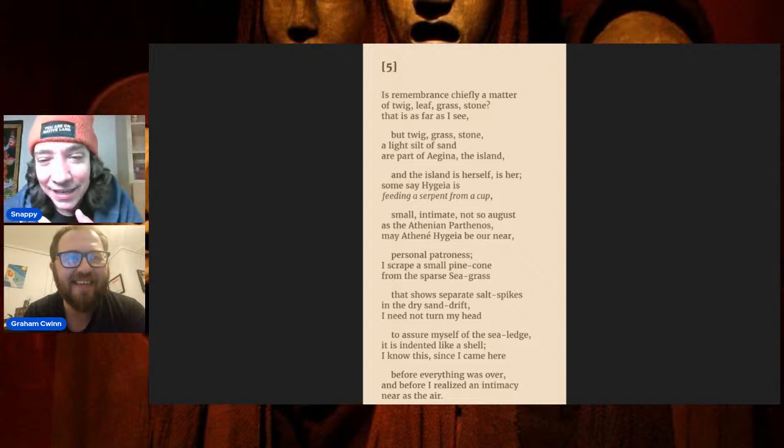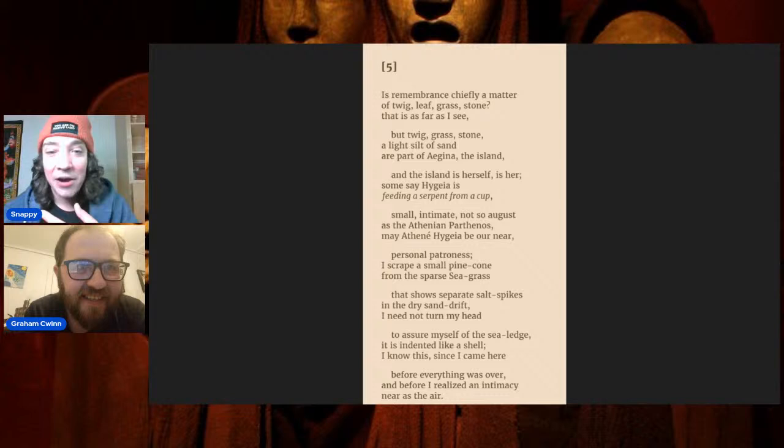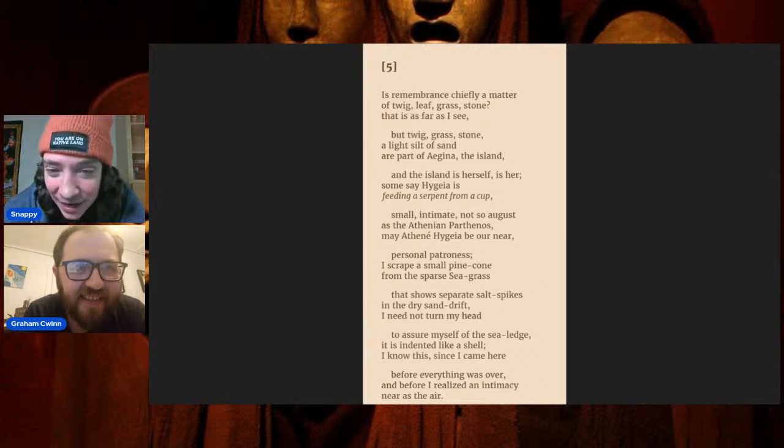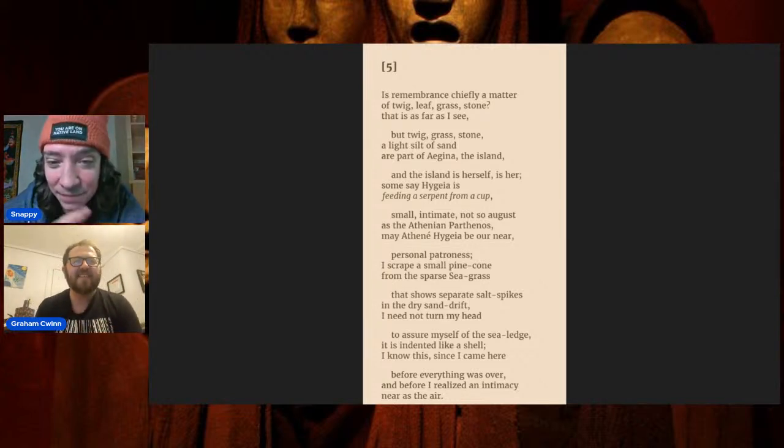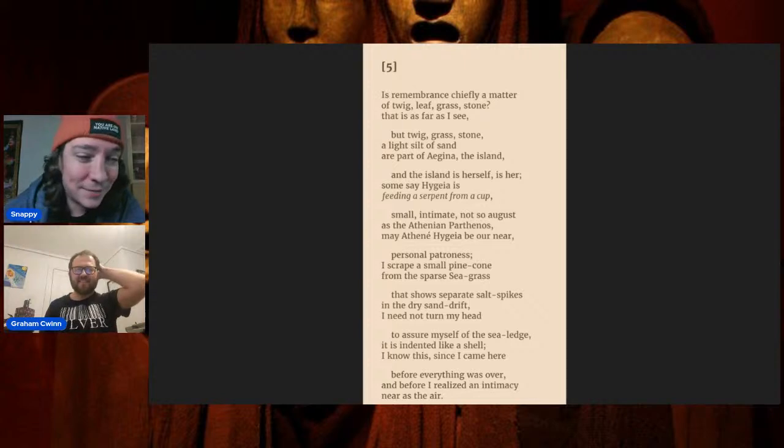Small, intimate, not so august as the Athenian Parthenos. May Athene Hygeia be our near, personal patroness. Wow. So it is Athena, but Athena Hygeia. She's invoking this specific aspect of Athena in that form of Hygeia, right?